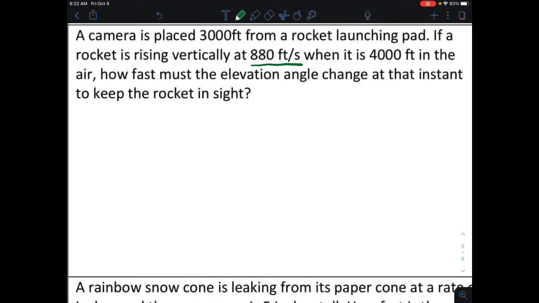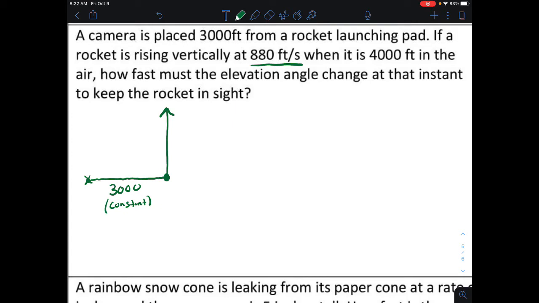All right, so for this one, I'm actually going to draw a picture. We have the camera, which is going to be right here at X, and then we have the rocket launching pad. Now, a rocket is launching vertically, and it's rising here, so I'm going to put an arrow to indicate its direction. The camera's distance from the initial launch pad is 3,000. That is going to remain constant. It doesn't change. I'm just going to make a note that that's always going to be 3,000.